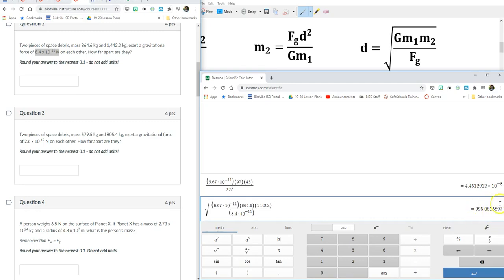995.0815. Again, we don't want to keep all of those numbers. Right here, it's going to tell you round your answer to the nearest 0.1. That means the tenths place, 1 decimal point. So 995 point, and I'm going to round that up to a 1 because my next number is higher than 5. So 995.1. And if I were writing this down, it would be in meters, 995.1.